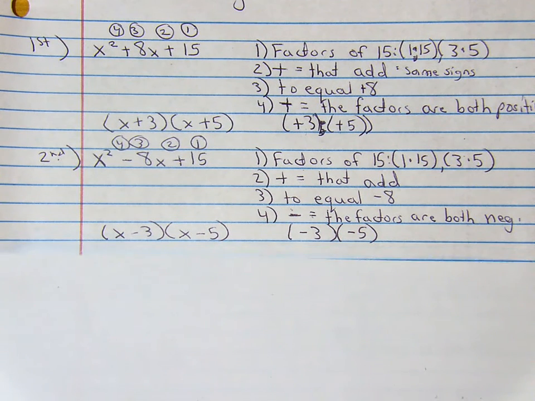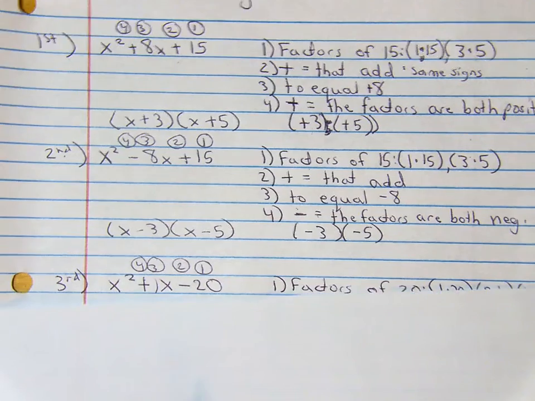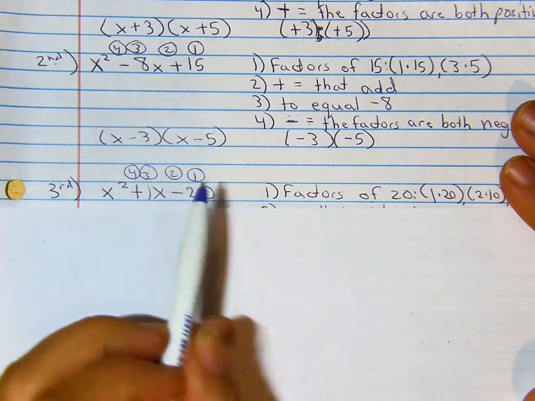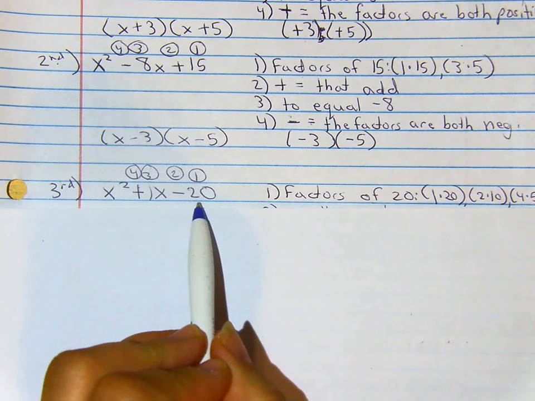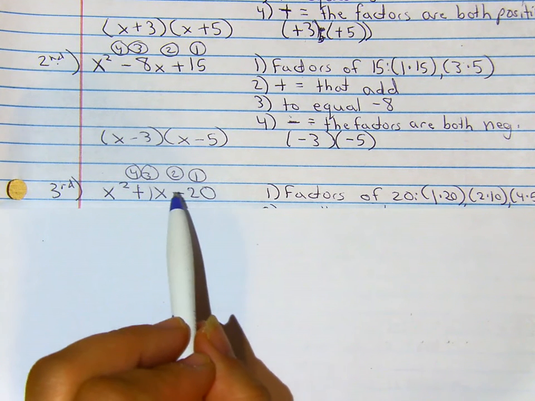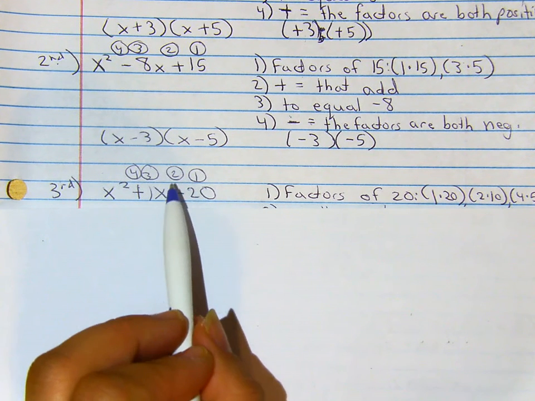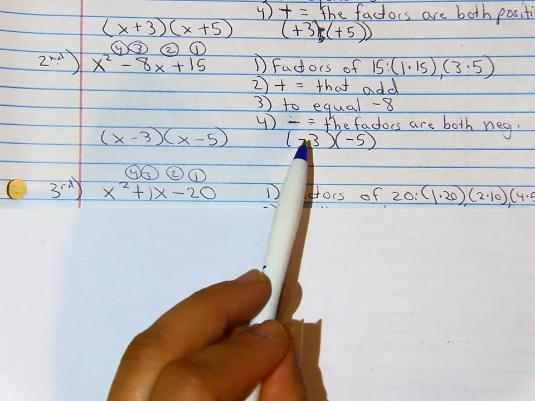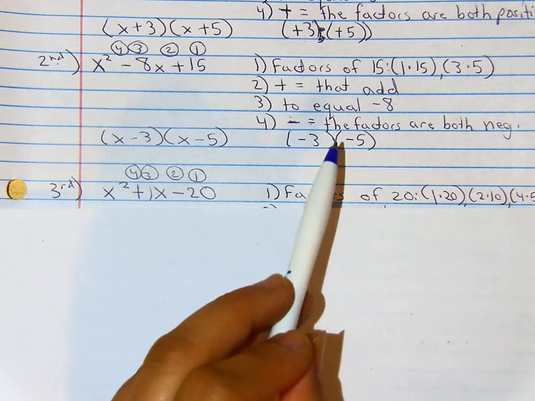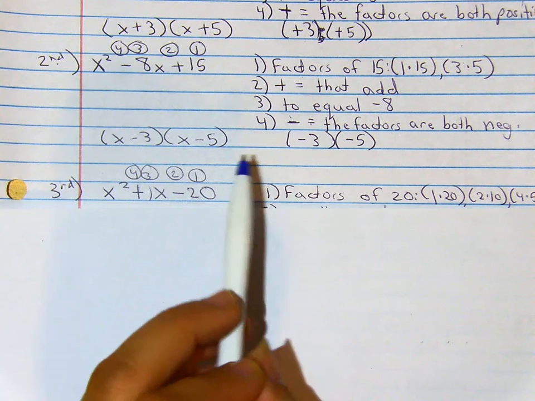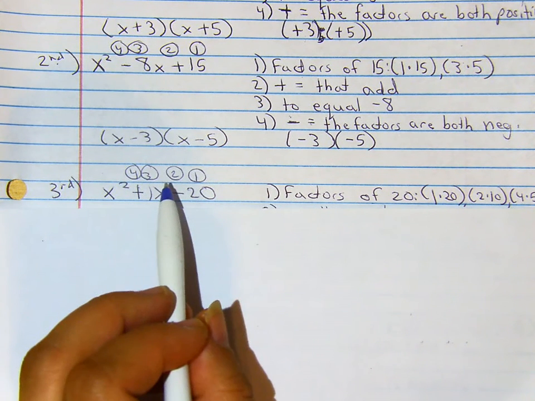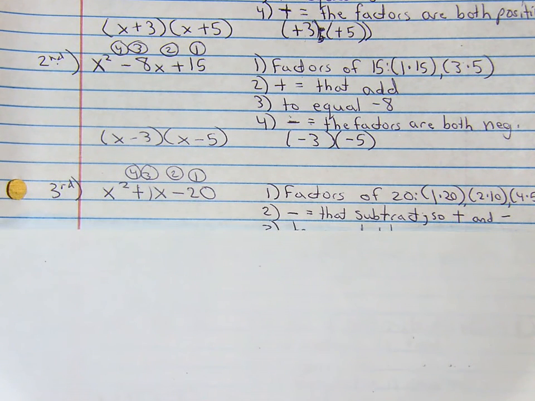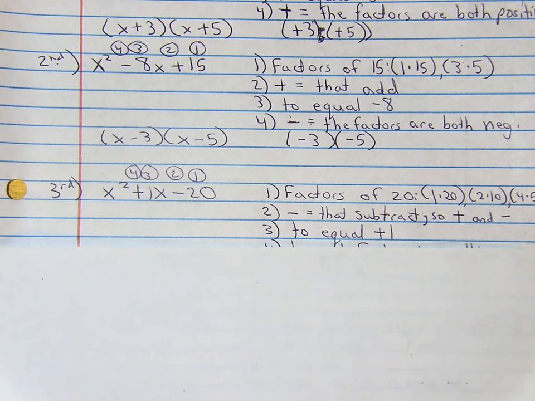Perfect. So let's look at our third option. Our third option is when we actually have a negative here and a positive here. So same basic process, factors of 20, but instead of that add, they are now going to subtract, because one sign is going to be different. One factor is going to be a positive and the other factor is going to be a negative, and we don't know which one's which yet. That's the only way you can subtract, if there's a positive and a negative. That subtract, or plus negative, to equal 1.